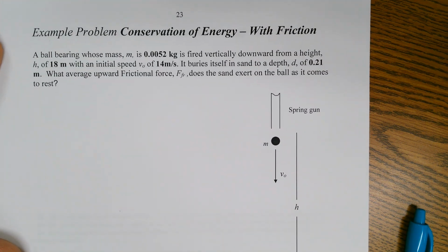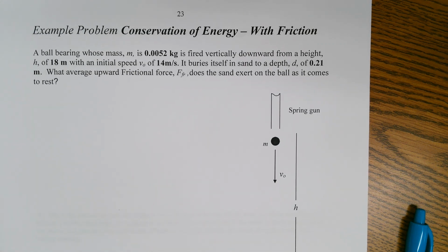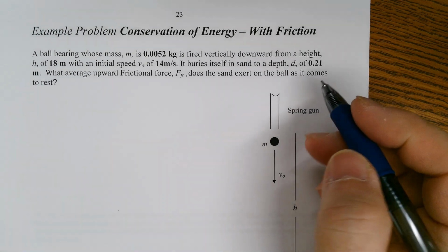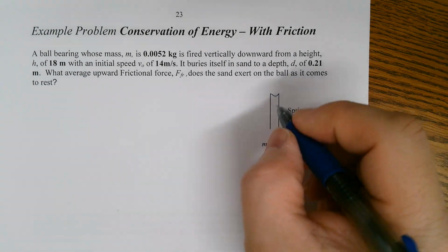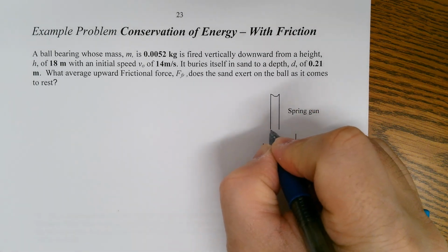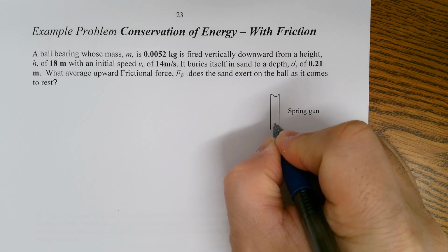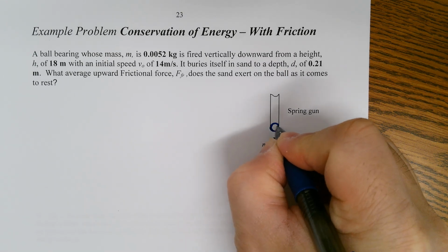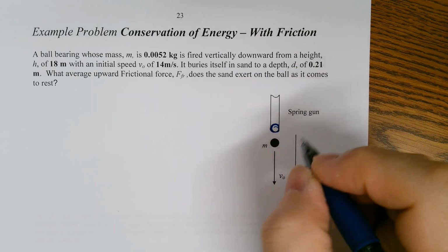So for this one, we have a ball bearing. So this is the initial, I guess the spring gun. So this is really the initial right here, right? This thing is coming out.